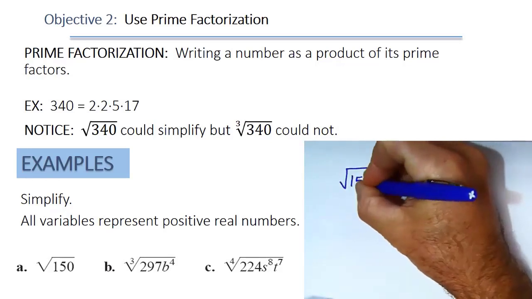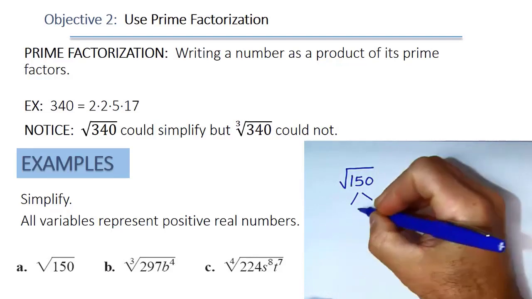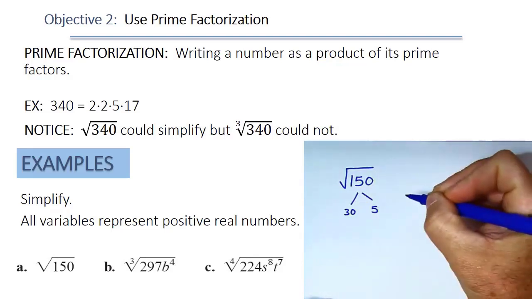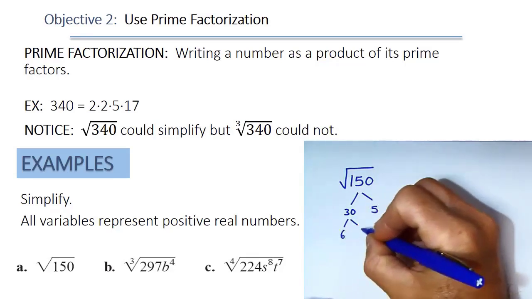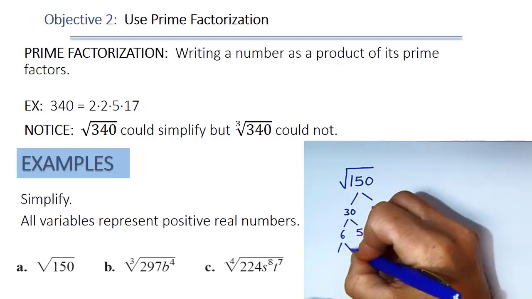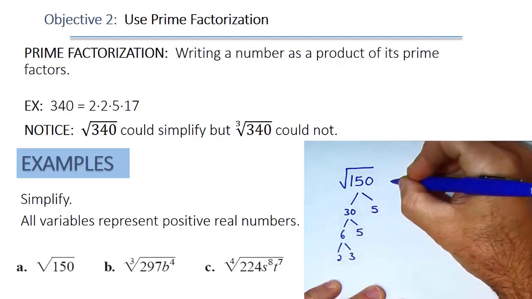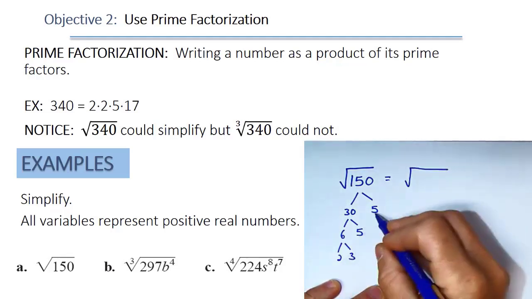So the square root of 150, well, let's do the prime factorization on 150. 150 is 30 times 5, but 30 breaks down into 6 times 5, and 6 breaks down into 2 times 3. So the square root of 150 is equal to the square root of 2 times 3 times 5 squared.